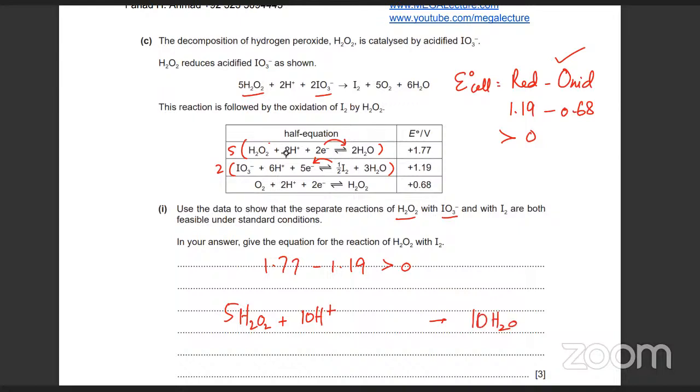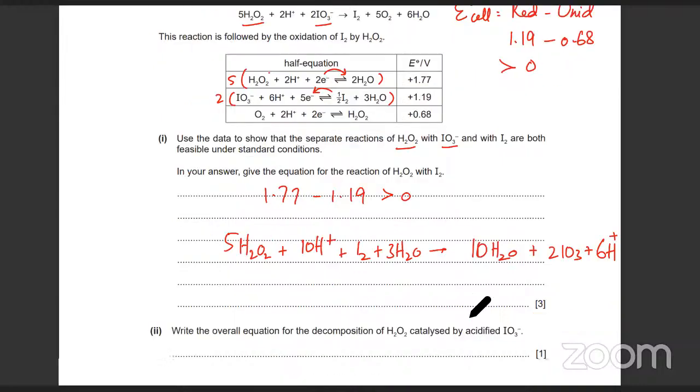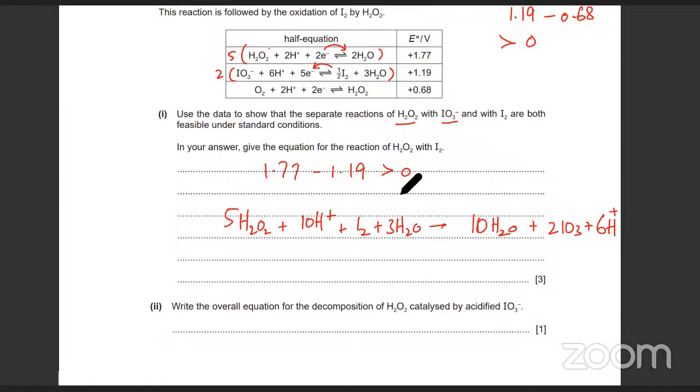Okay, that's the first one. And the bottom one, it's going in the backward direction, so multiplied by 2. So that's 1 I2 plus 3 H2O. And in the backward direction, the products are going to be 2 IO3 minus 1, plus there's going to be 6 H positive ions. So you're getting this thing. And anyways, both of them are positive potential.